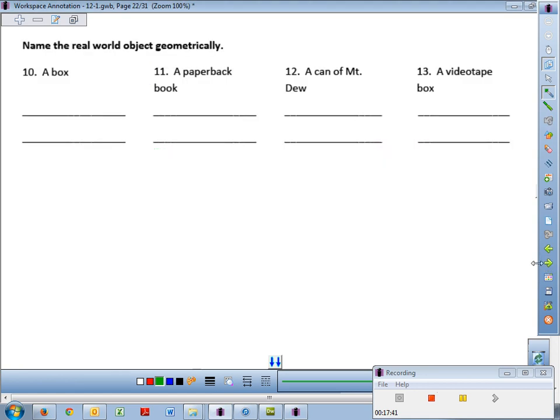Name the real-world object geometrically. A box. So it's back to what we did on the first few problems about if it's right or oblique. And a box is definitely right.